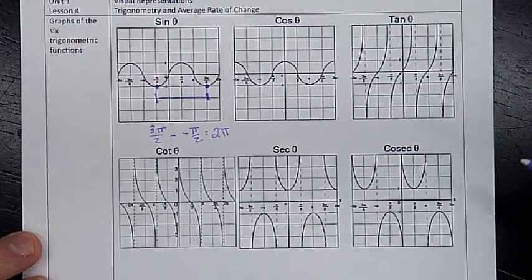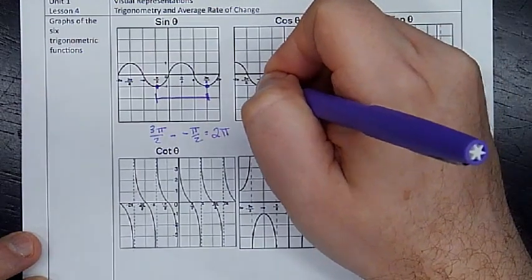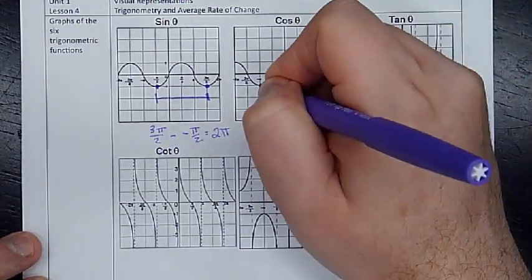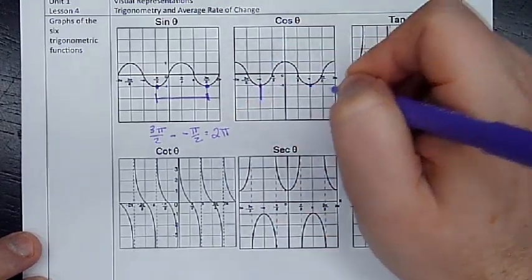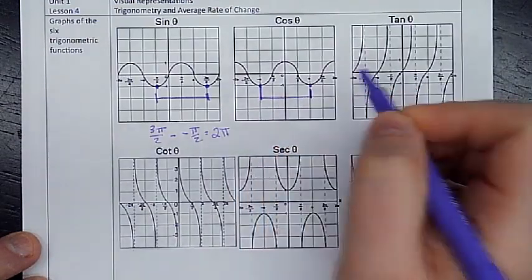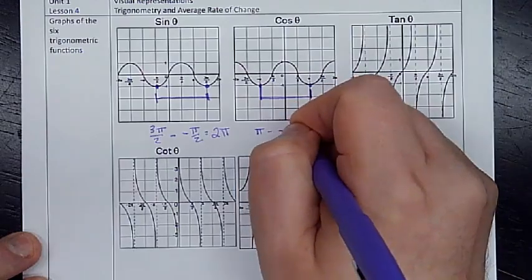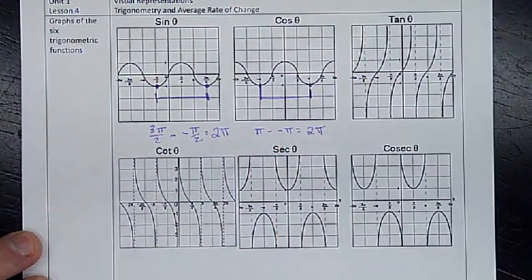Now the same thing can be done for cosine. Again, I'm going to choose the minimum just because the minimum is easily identifiable. So here my left value is negative pi, my right value is positive pi. If I do the subtraction, pi minus negative pi, again I get 2 pi.